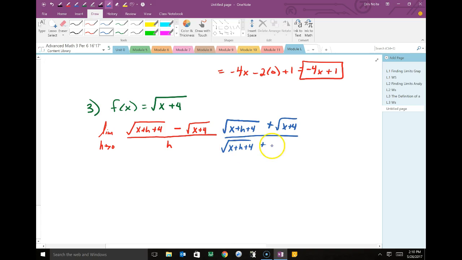Conjugates. Ooh, conjugates are awesome. Uh-huh. All right, hold on. We'll talk about it in 5 minutes. Sorry. Focus. We're almost done.